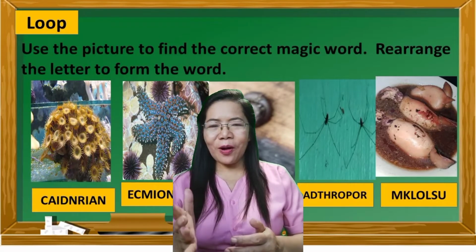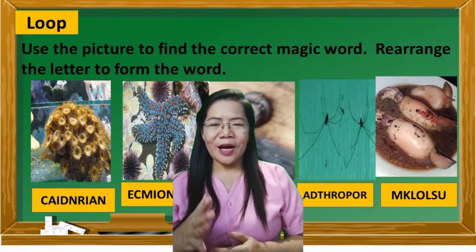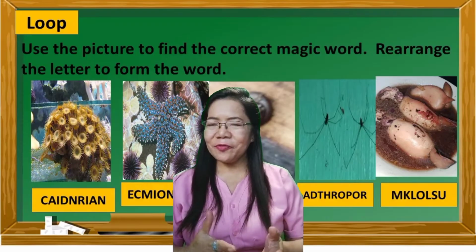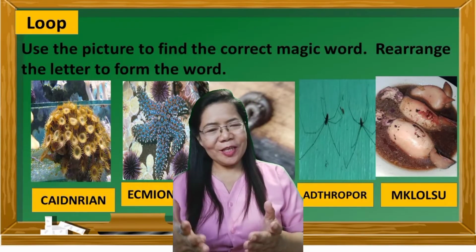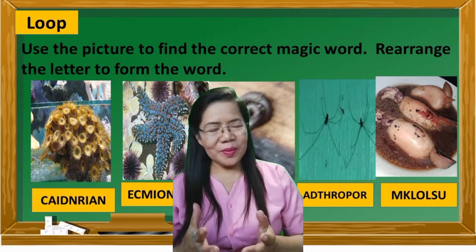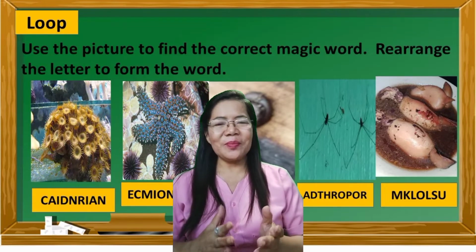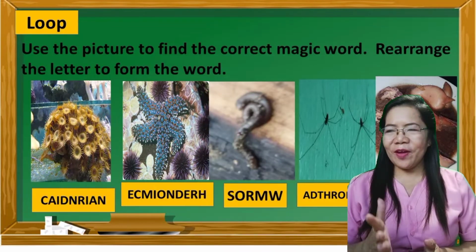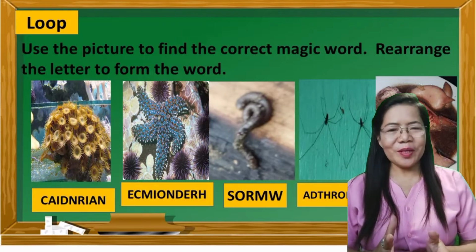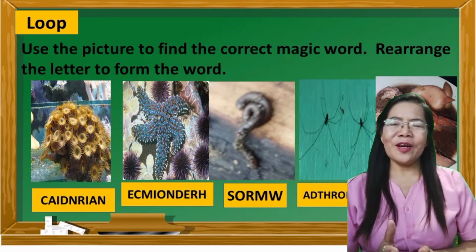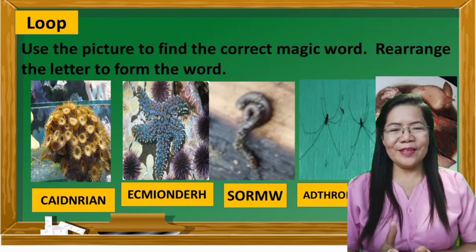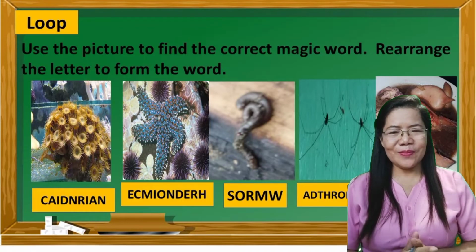Okay, before we go deeper to our lesson, let's have a fun game. What you are going to do, use the picture to find the correct magic word. Rearrange the letters to form the word. You are given 5 seconds to answer. Okay, go!